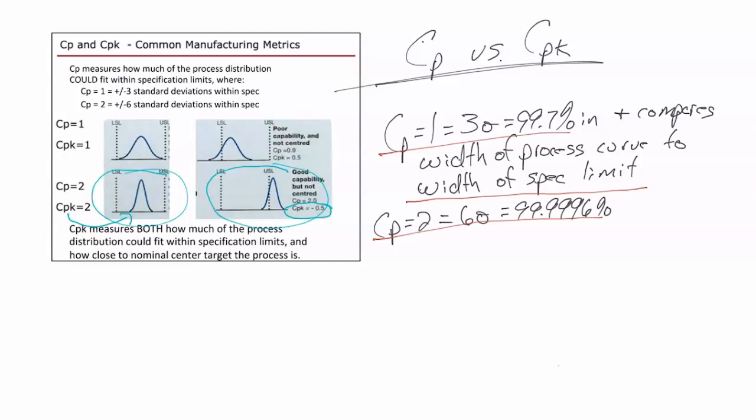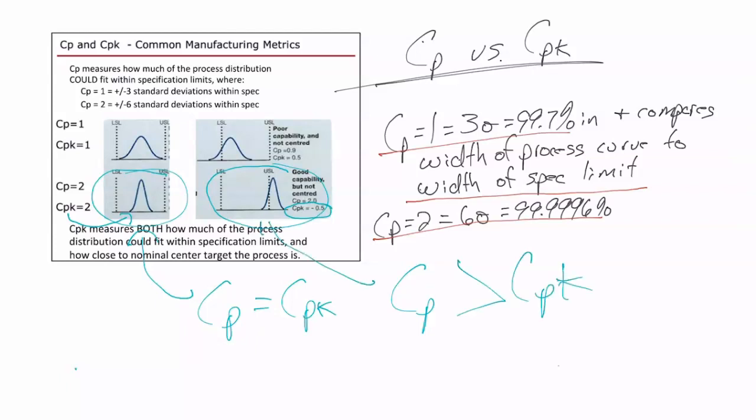But in theory, and just theoretically speaking, if you've got CP equal to CPK, it means that you've got a process that is very well centered. When you've got a situation in which CP is greater than CPK, that's an indication that you've got an off-centered process where the process performance curve is probably not at that nominal dead center target.